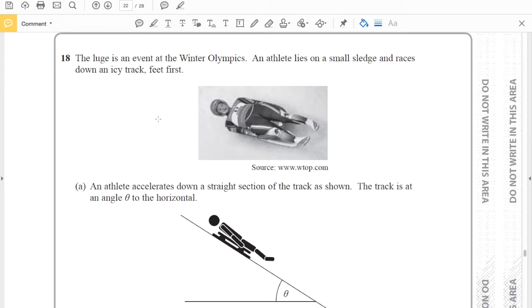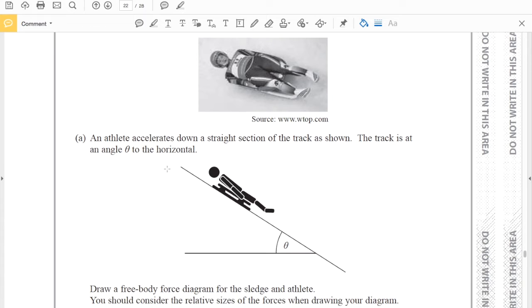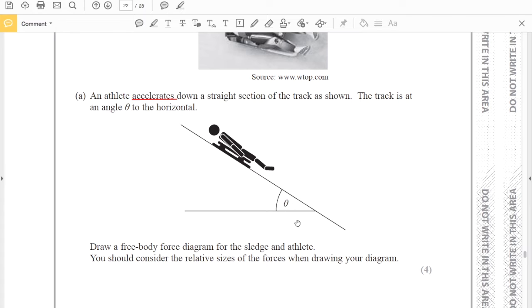I'll just read the question for the others who haven't had a chance to read it. The luge is an event at the Winter Olympics. An athlete lies on a small sledge and races down an icy track feet first. The athlete accelerates down, this is important, accelerates down a straight section of the track as shown. The track is at an angle theta to the horizontal.